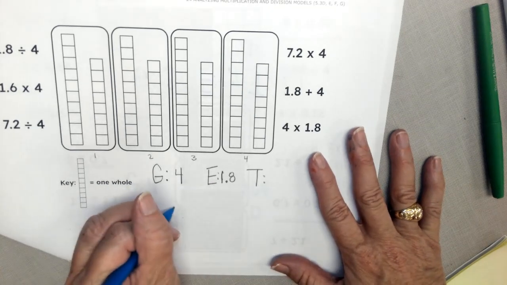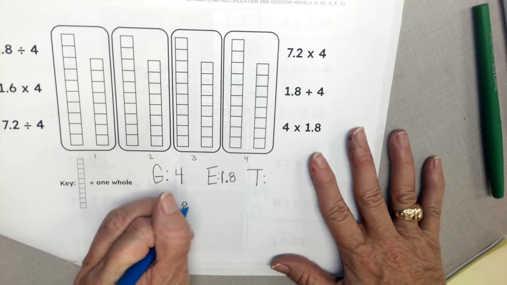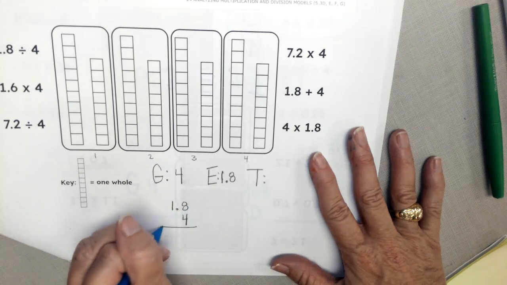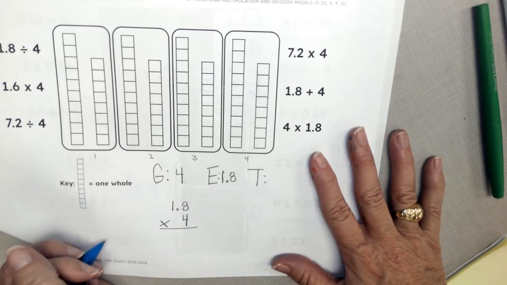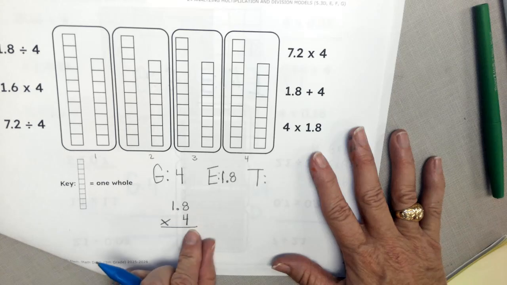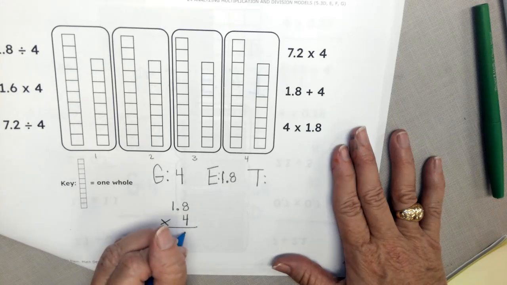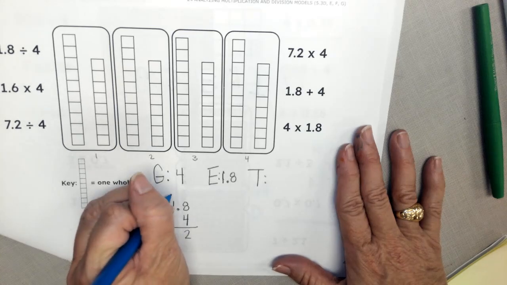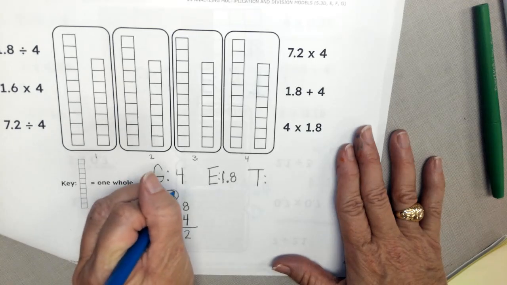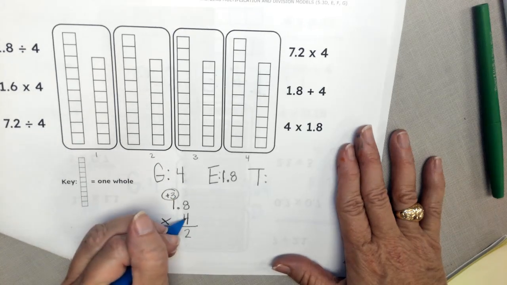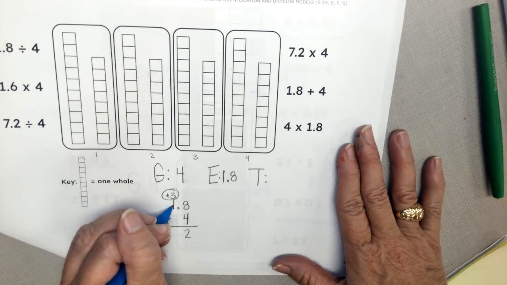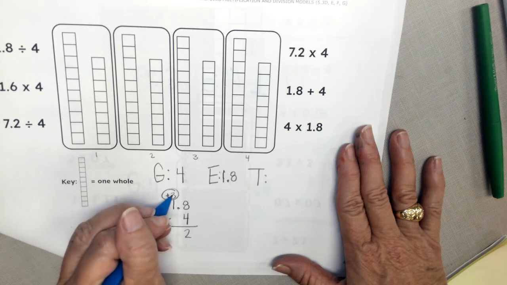So I'm going to take 1.8. I'm going to multiply it by 4 groups. And I'm going to treat it just like regular multiplication. 4 groups of 8 is going to give me 32. Carry your 3. And 4 times 1 is going to give me 4, 5, 6, 7.